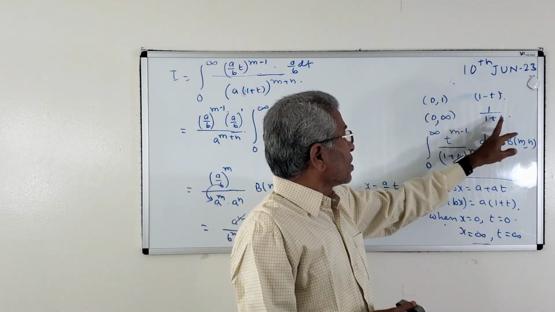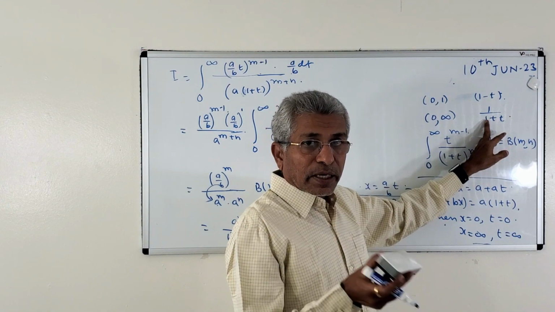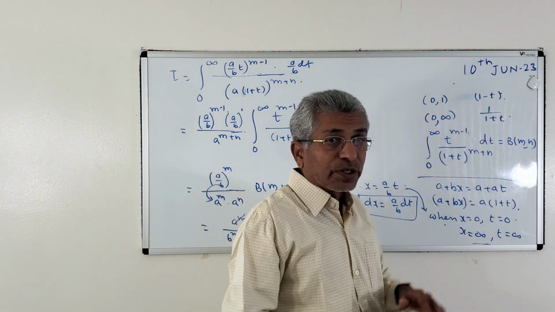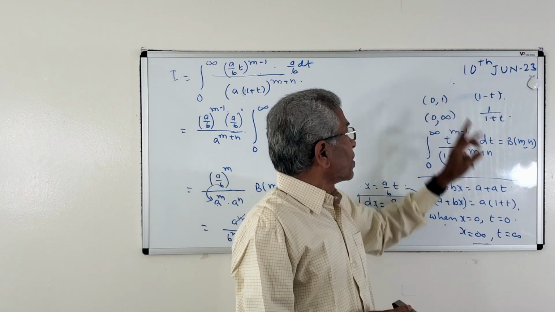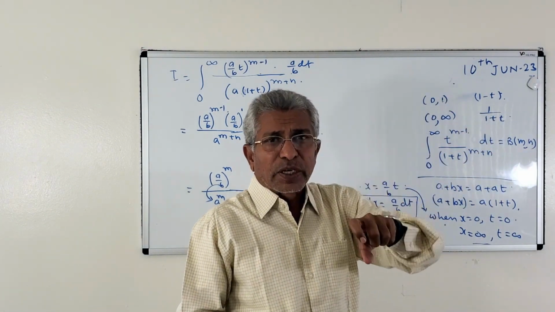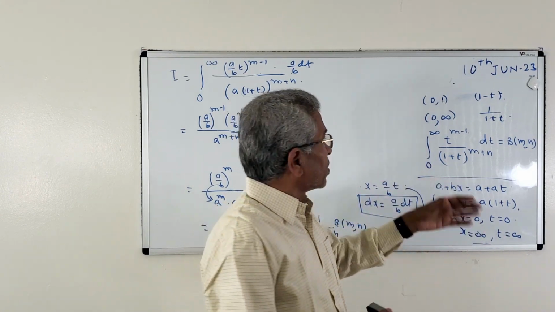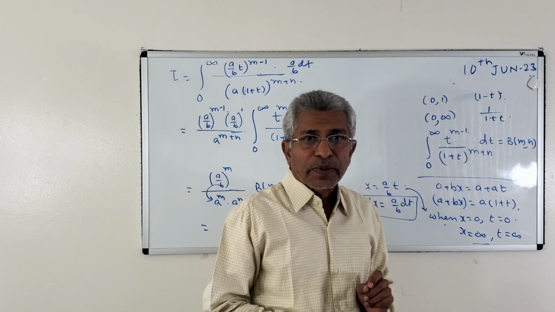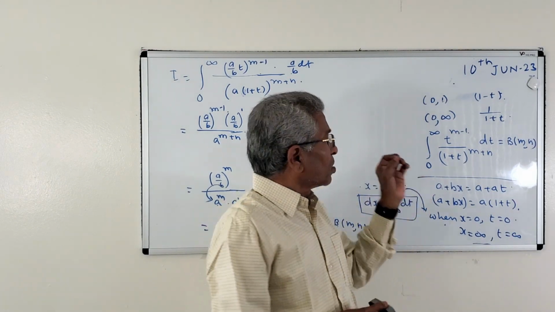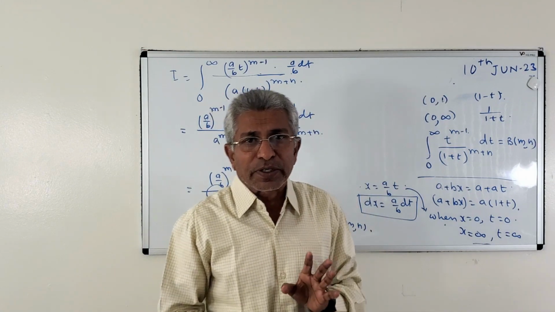What is t? Infinity. Infinity plus 1 is infinity. And 1 upon infinity is 0. This is 0 for the upper limit. This one also is 0 for the upper limit. So by this concept, by this idea, you try to solve more examples on beta function. So this is the way to define beta function and to solve the examples on beta function.